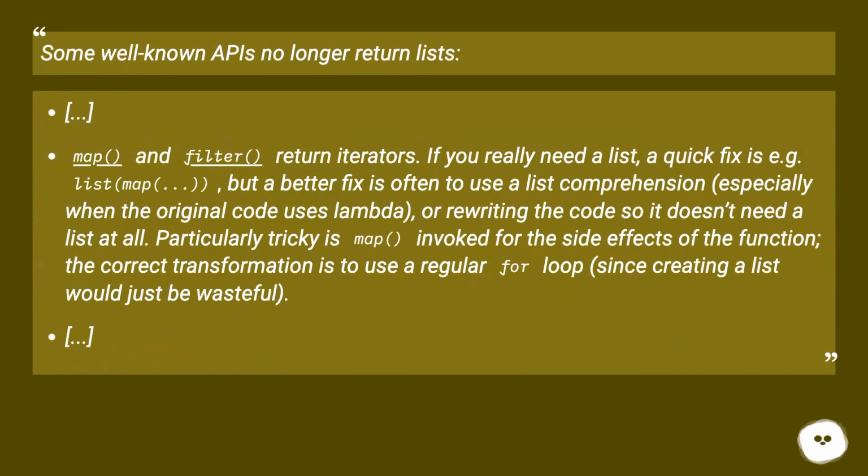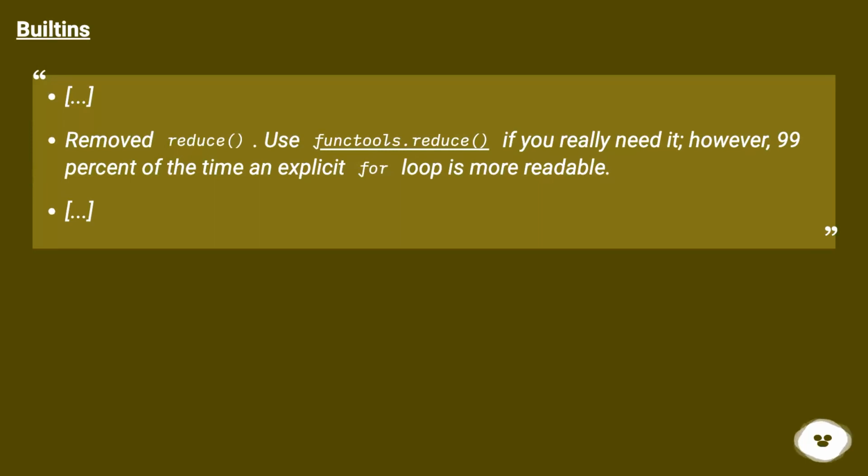If you really need a list, a quick fix is, for example, list(map(...)), but a better fix is often to use a list comprehension, especially when the original code uses lambda, or rewriting the code so it doesn't need a list at all. Particularly tricky is map invoked for the side effects of the function. The correct transformation is to use a regular for loop, since creating a list would just be wasteful. Built-ins: removed reduce. Use functools.reduce if you really need it. However, 99% of the time an explicit for loop is more readable.